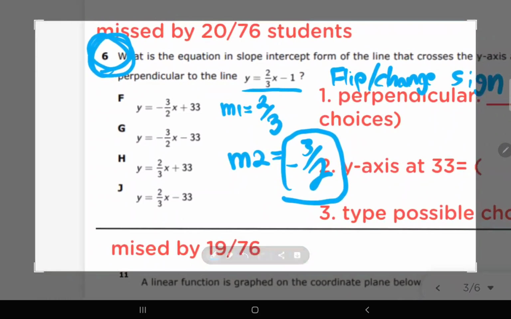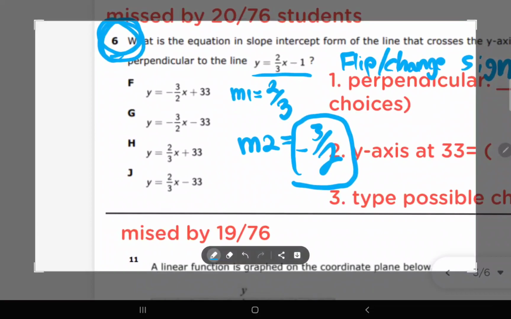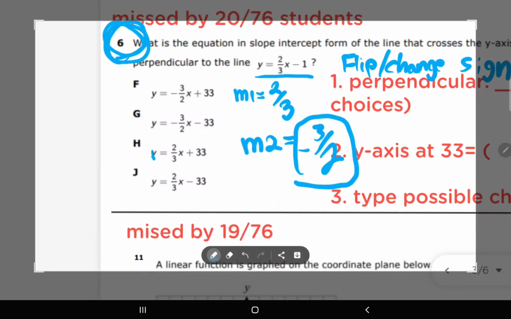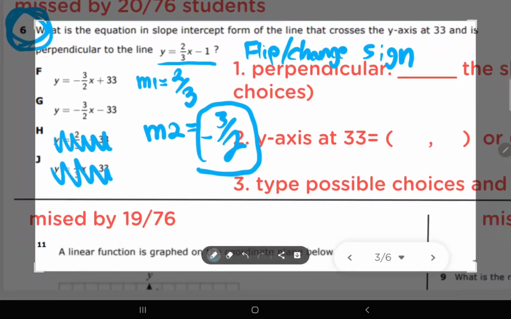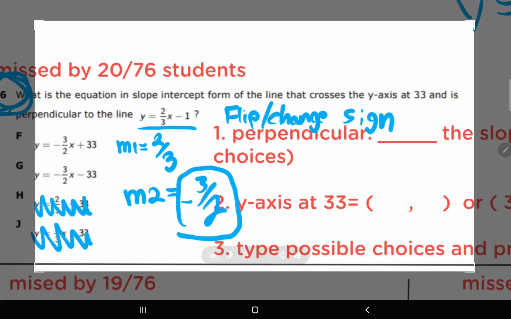So let's look at the actual answer choices right here. Which one can I already take out? Whatever is positive, right? This one's positive, so I don't need it, and this one's also positive, so H and J are not going to be my answers. Now, we need to look at what else it says right here. My line crosses the y-axis at 33.